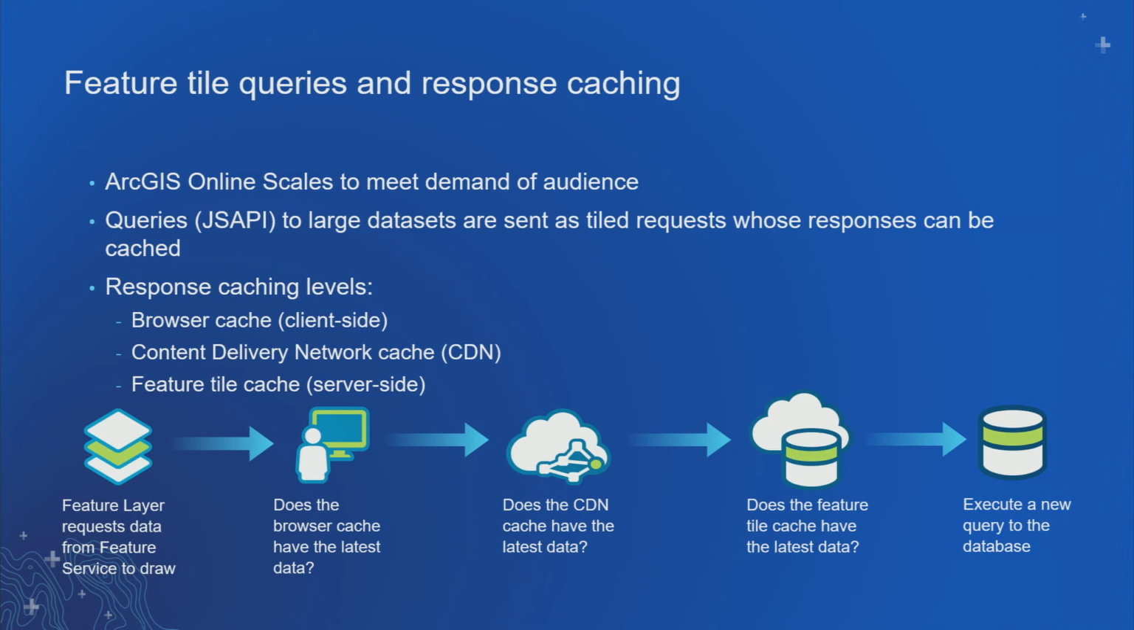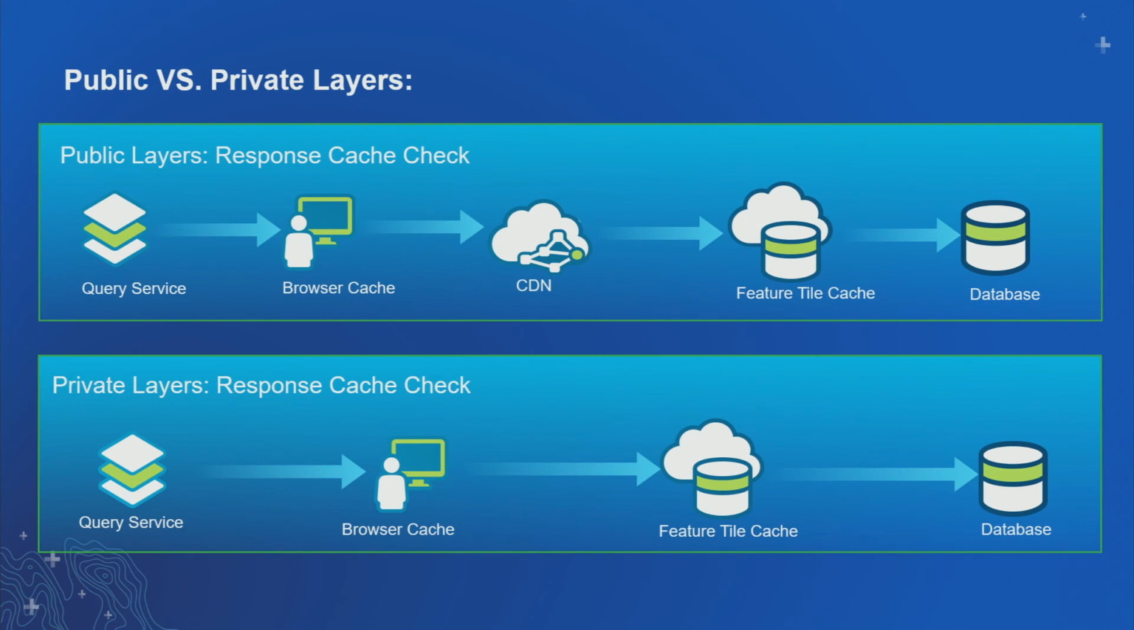So that's why we want to have the different stages of caching, and we'll drill through that in more detail in a second. Really, the only difference between public layers and private layers is the private layers don't have access to that CDN cache. We don't want to let any of your private data get out without someone having access to it.